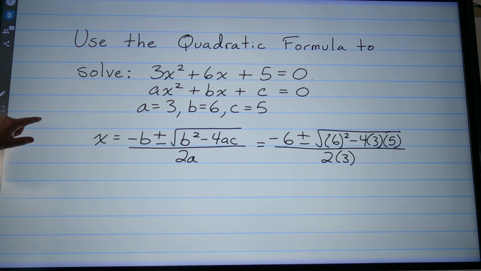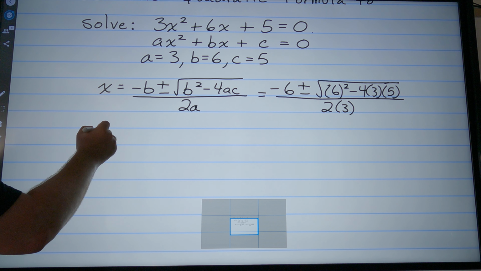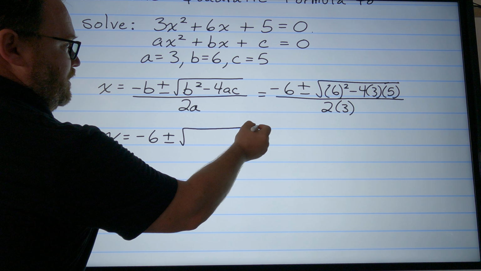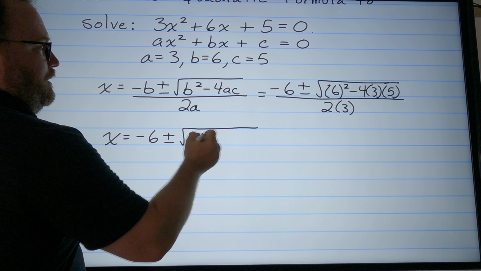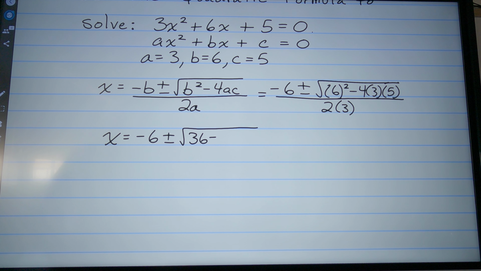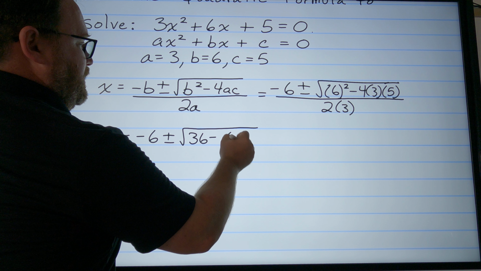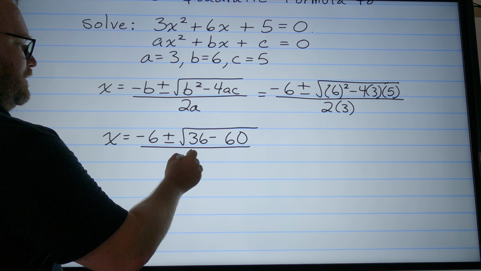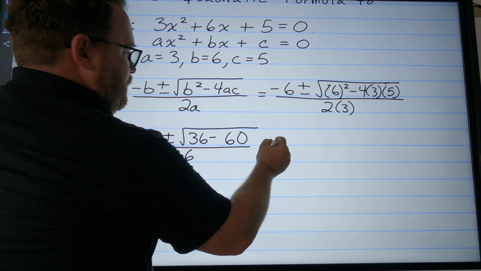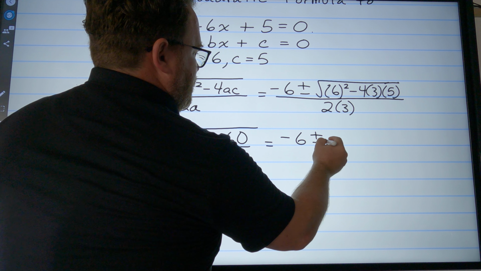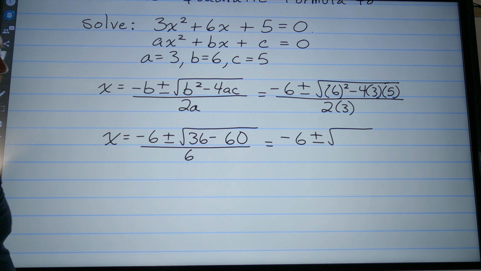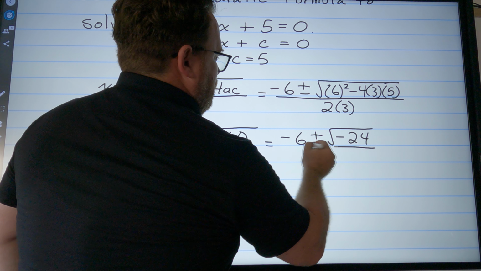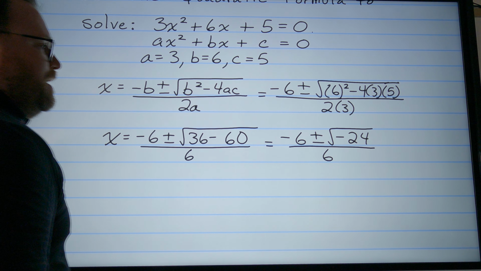All right, so let's calculate this out. So we get x equals negative 6 plus or minus 6 squared is 36. 4 times 3 is 12, times 5 is 60, so we have 36 minus 60, all over 2 times 3, so 6. Okay, so let's keep going. So we have negative 6 plus or minus the square root of 36 minus 60 is going to be negative 24. And that's over 2 times 3, so over 6.